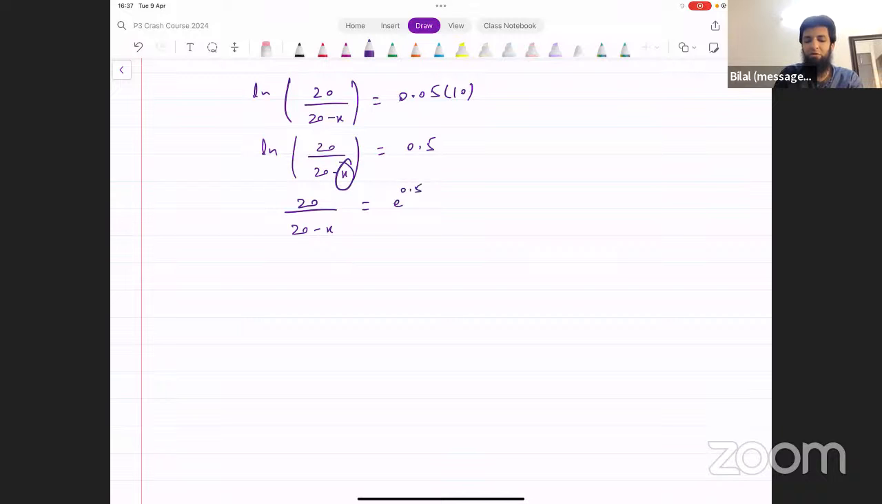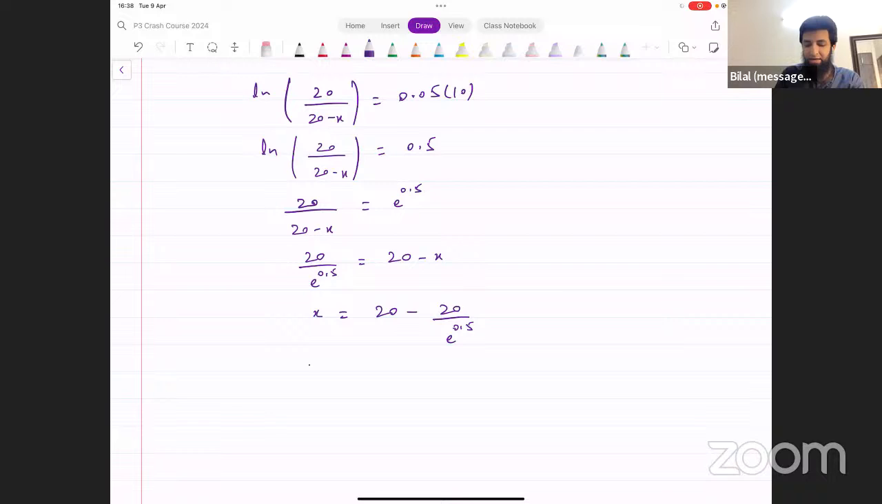Remember, we want to find the value of x. So we want to get rid of that ln so we can make x the subject. So this is what we do. Now we just take this term to the right side, bring e raised to the power 0.5 on the left. So it becomes 20 over e raised to the power 0.5. That equals 20 minus x. And then x equals 20 minus 20 divided by e raised to the power 0.5.